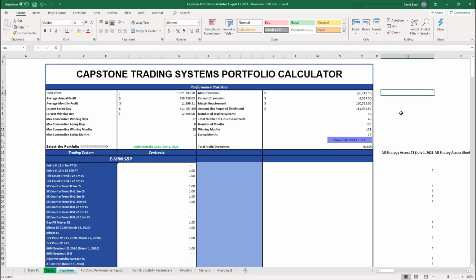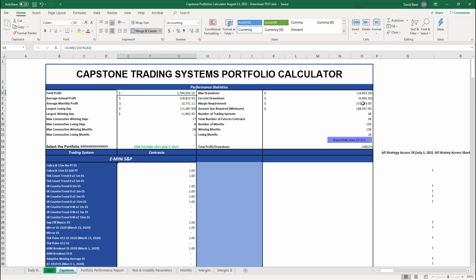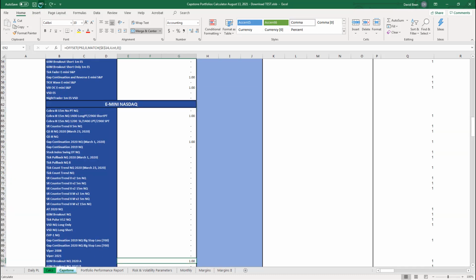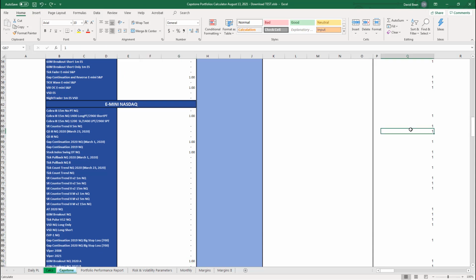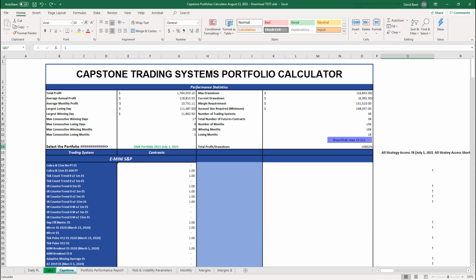So I have to press F9. And so without those two strategies, you see the total net profit is about 125,000 less. Let's look at the annual profit. We didn't look at the average annual profit. It was 128. But if we add those back, I'm going to do the undo, and then I'm going to press F9. Here's our original. It's 138.